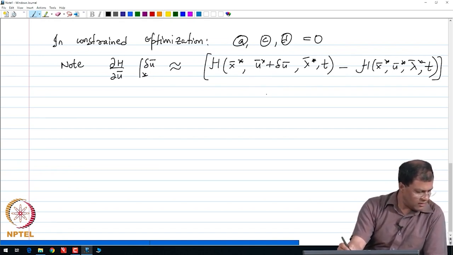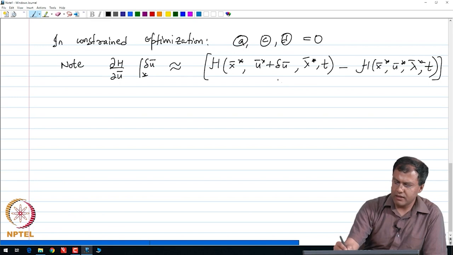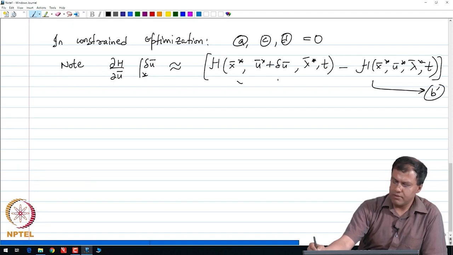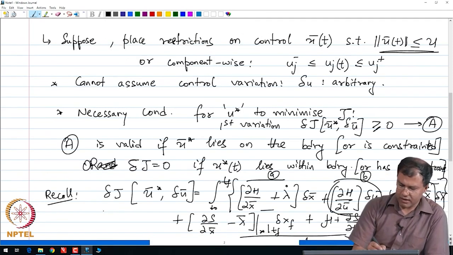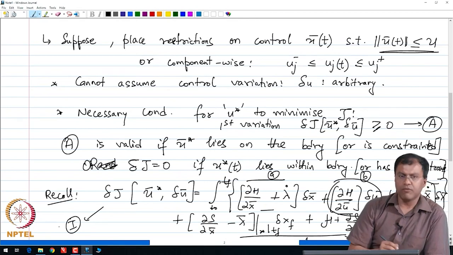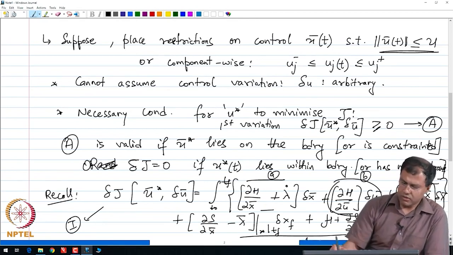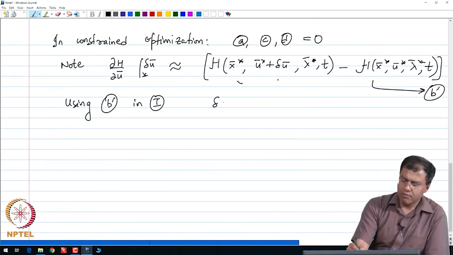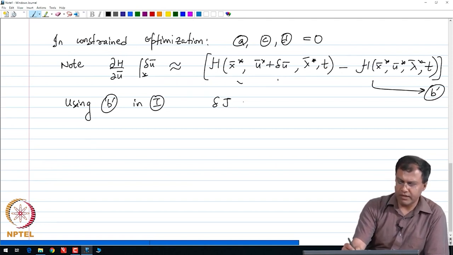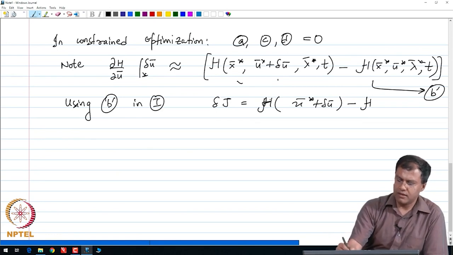and so let us now plug this back. Let me call this our condition B prime. So, using B prime in the relation for, let me call this 1, the relation for the first variation of the functional, I see that the first variation of the performance index is this difference. This is at u star plus delta u minus this is at u star.